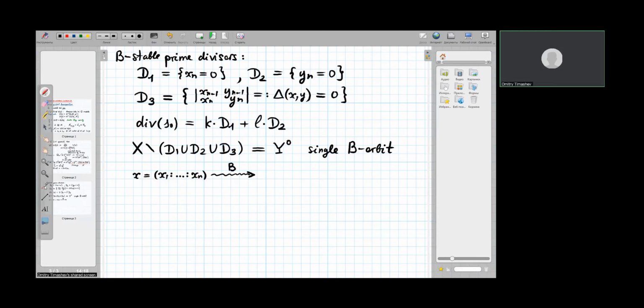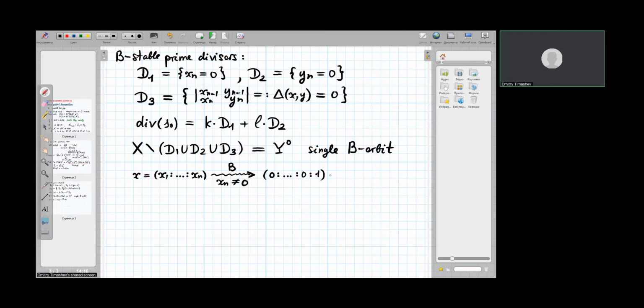I want to do it under the assumption that this point doesn't belong to the divisor given by this equation, because I am working outside the union of these three divisors. So under the assumption that xn is non-zero, I can easily find such a transformation from the Borel subgroup. I can find a transformation given by an upper triangular matrix, which takes this point x to the following form. All coordinates except the last one will become 0, and the last coordinate can be taken to 1.